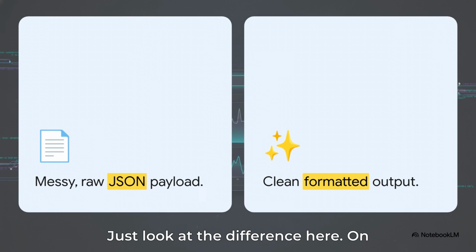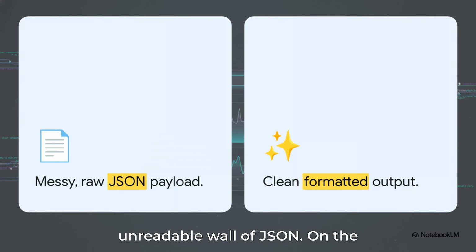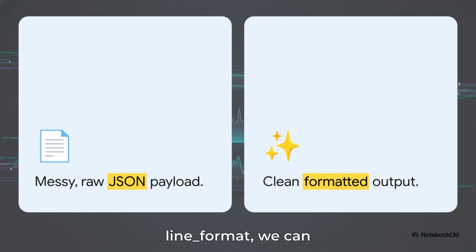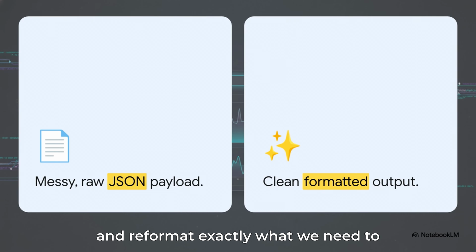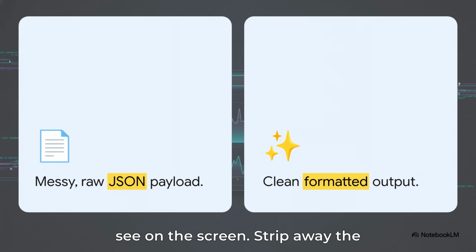Just look at the difference here. On one side, we've got a massive, unreadable wall of JSON. On the other, clean, tactical data. We get this using queries 10 and 11, which center around the line_format template. With line_format, we can surgically extract and reformat exactly what we need to see on the screen. Strip away the noise and format the output as simply IP address, status code, and duration. It is a lifesaver for reducing cognitive load when you're furiously scanning thousands of lines during an outage.